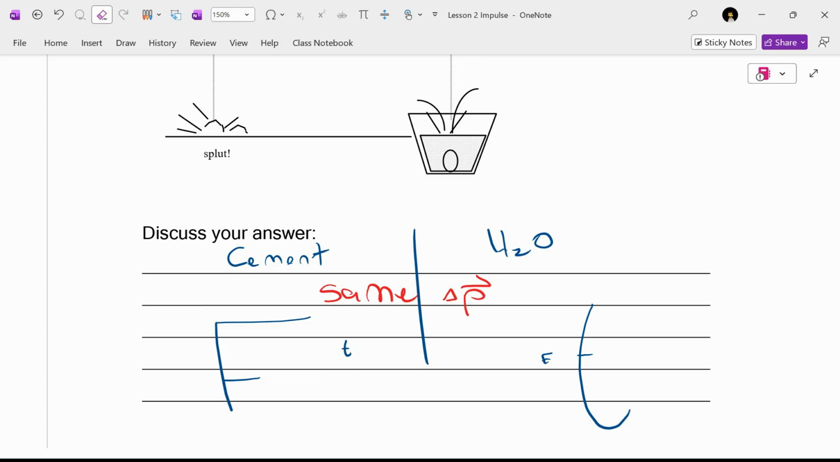That right there is our complete understanding of keeping people alive in car crashes. We want the one on the right. How do we do that in car crashes? Well, we have crumple zones. Those are all designed to make the car crash last a bit longer.